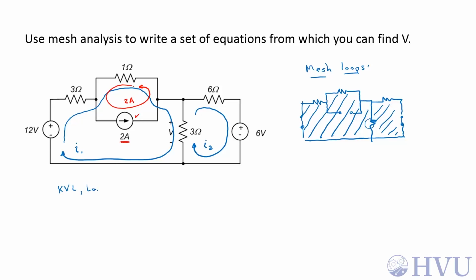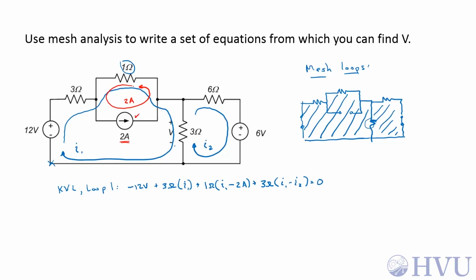KVL around loop 1. If I start down here at the lower left-hand corner, it's negative 12 volts plus 3 ohms times whatever current is going through that. The only current is the mesh current I1, plus, moving on to this 1 ohm resistor, 1 ohm times I1 is going through that resistor, and the 2 amp constrained loop is going through that resistor as well, but it's in the opposite direction, so it's got a negative contribution. Plus, now the contribution from the 3 ohm resistor, 3 ohms times (I1 minus I2), is equal to 0.